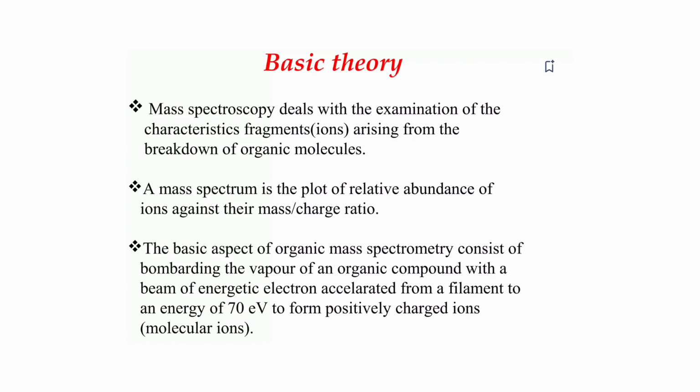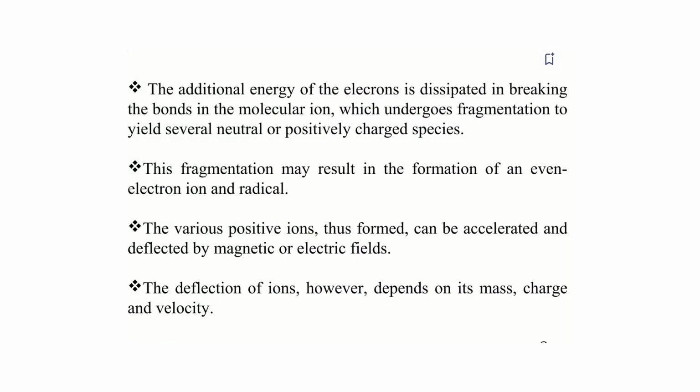A mass spectrum is the plot of relative abundance of ions against their mass to charge ratio. The basic aspect of organic mass spectroscopy consists of bombarding the vapor of an organic compound with a beam of electrons accelerated from a filament to an energy of 70 eV to form positively charged ions. The additional energy of the electrons is dissipated in breaking the bonds in the molecular ion, which undergoes fragmentation to yield many neutral or positively charged species. This fragmentation may result in the formation of an even electron ion and a radical.